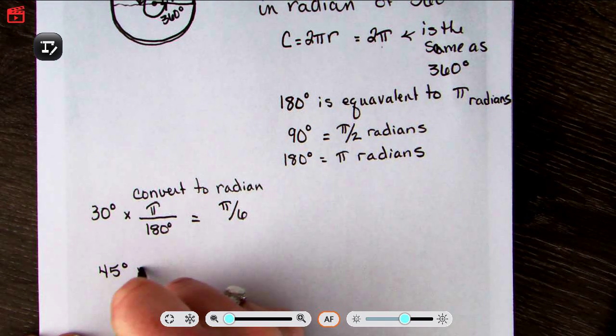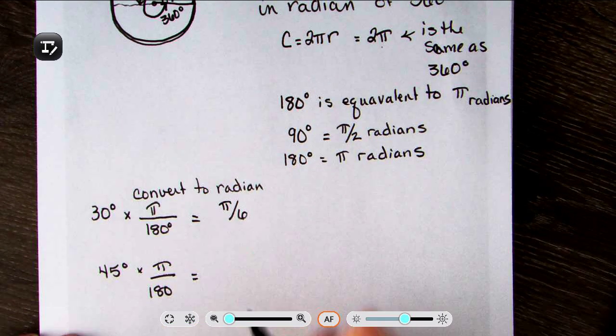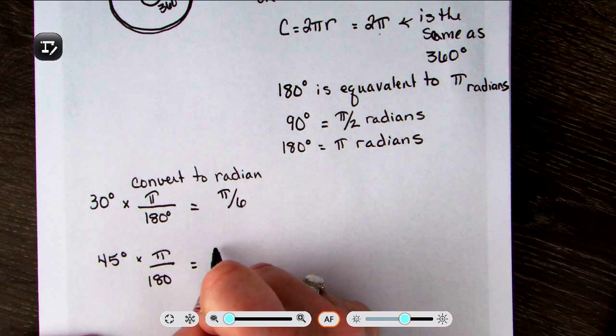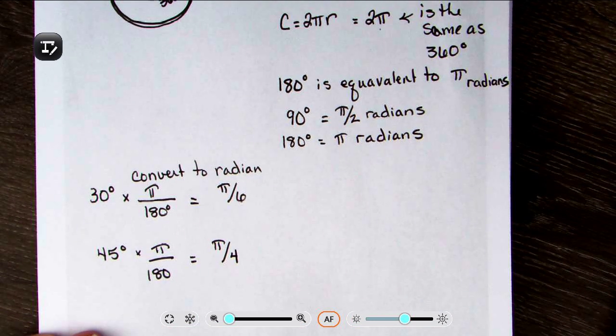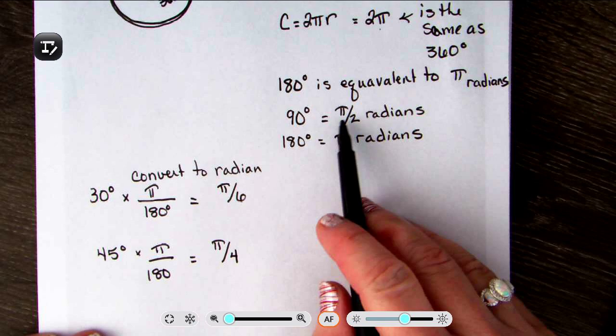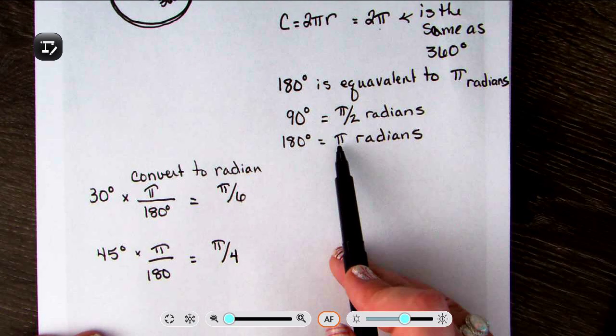45 degrees, again, we'll multiply by that pi over 180, is pi over 4. Or I know it's half of my half of my half. Or a quarter of my 180.